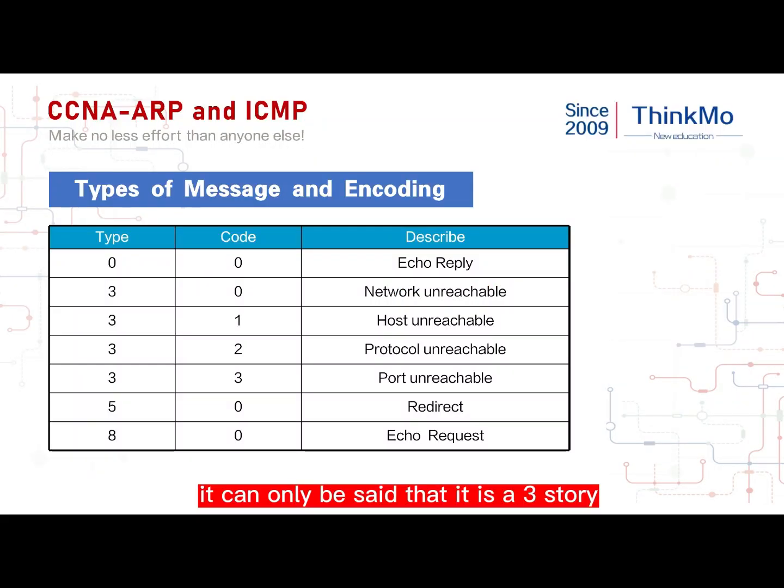It can only be said that it is a three-layer device, because it cannot realize the functions of the four layers. Let's briefly talk about these unreachable messages: host unreachable and network unreachable. I just told you, the internet is not all smooth sailing.